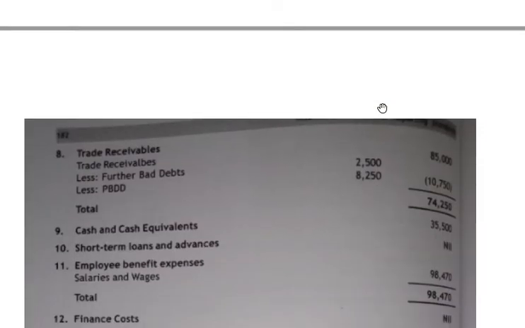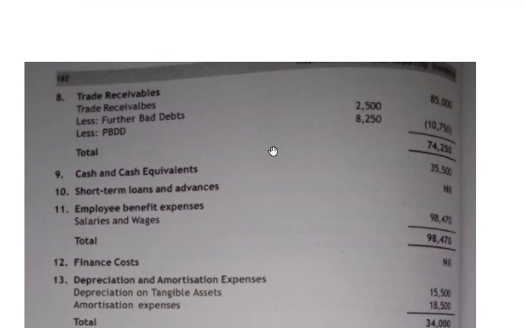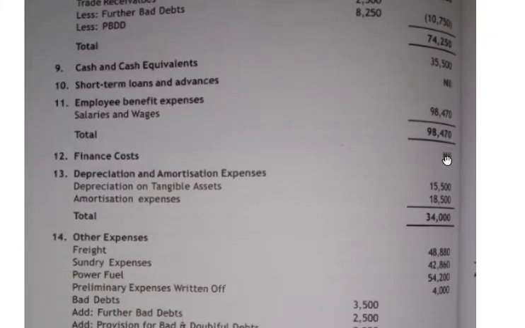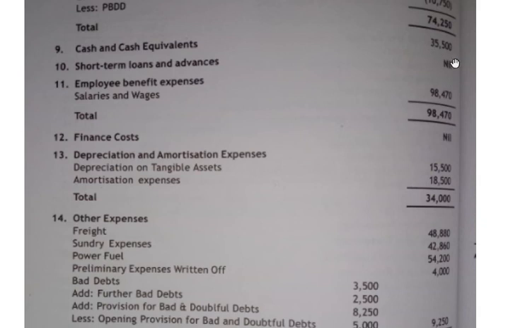Trade receivables is 85,000 minus your further bad debts 2,500 minus your provision for bad and doubtful debts 2,500, which gives 82,250 into 10% is 8,250. So if you total it up, you get 10,750. Trade receivables minus it, you get 74,250. Cash and cash equivalents, we have 35,500. Short term loans and advances is nil. The rest all we finished in the profit and loss account.